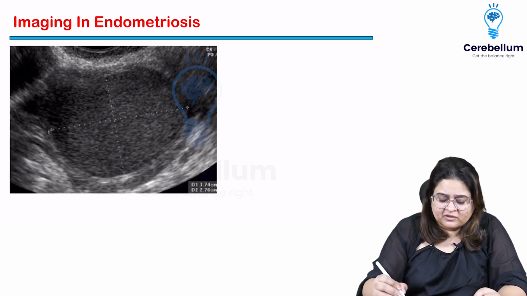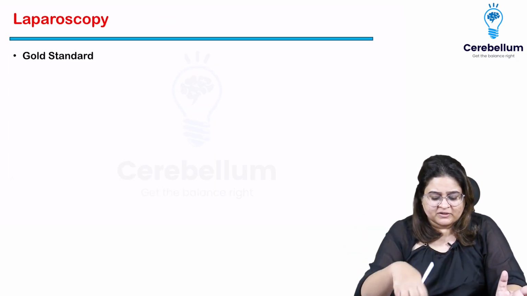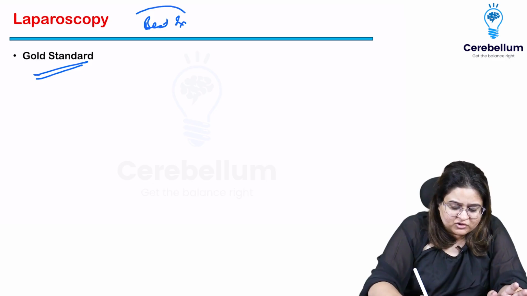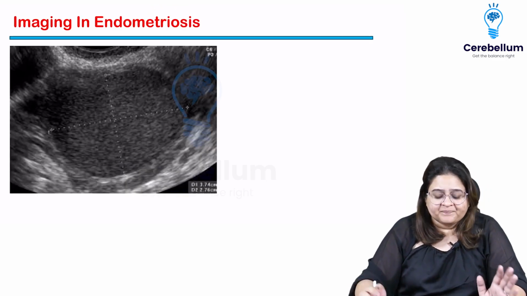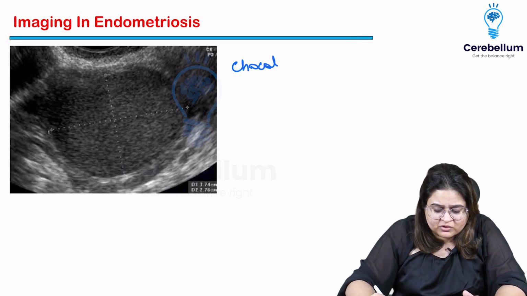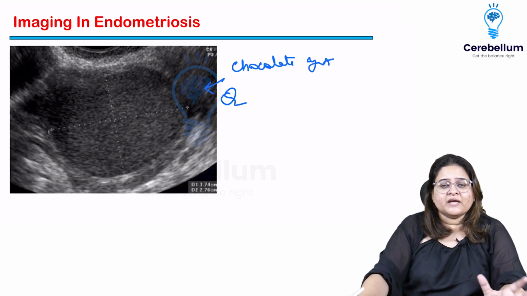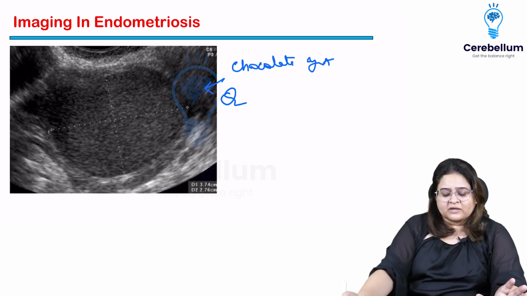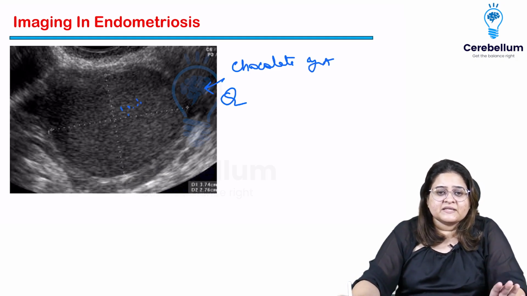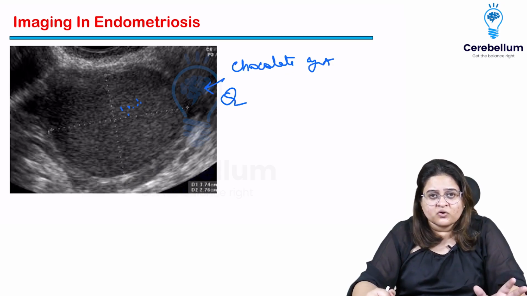What do you see if you do an ultrasound? An ultrasound is, of course, not the best investigation. The best investigation is actually a laparoscopy, the gold standard, to diagnose endometriosis. But a good investigation is an ultrasound. Especially if you're suspecting a chocolate cyst, this is how it looks. This has come as a question several times. This is how an endometrioma or a chocolate cyst will look. This grey-white appearance is called a stippled appearance, and this is typically seen in an ovarian cyst with old blood as the contents. That is a chocolate cyst.